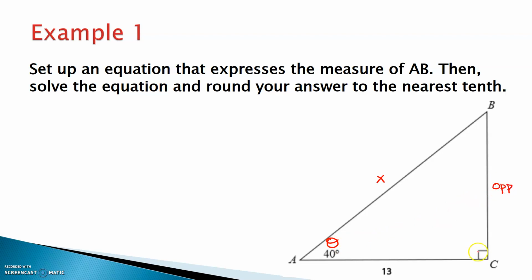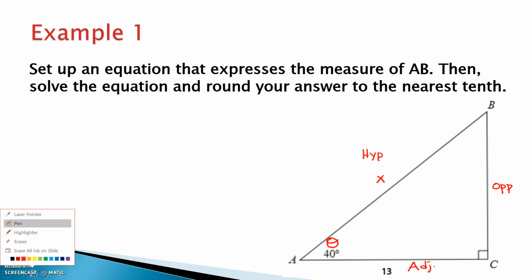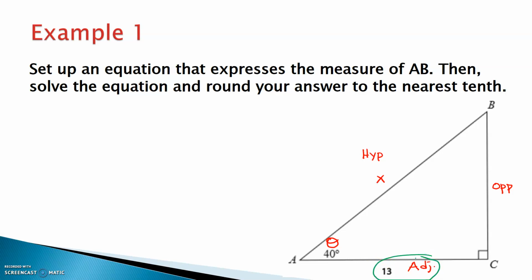Okay, across from your 90 degrees, this direction will always be the hypotenuse, and that just leaves our last one down here. 13 is our adjacent. The question I ask myself at this moment is, what do I know and what am I trying to find? I know that my adjacent is 13, and I know that my hypotenuse is what I'm trying to find.